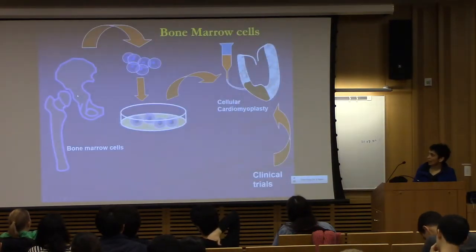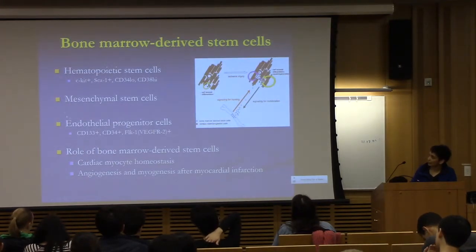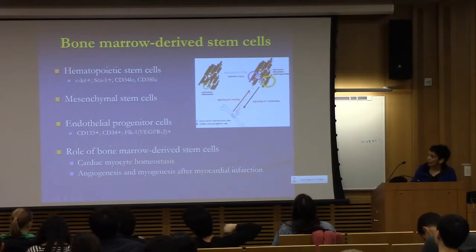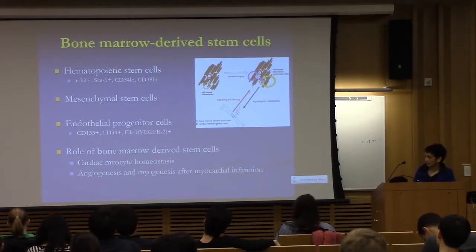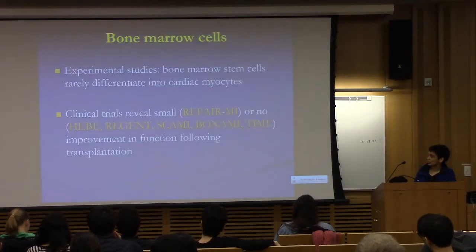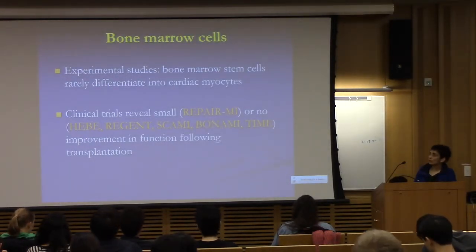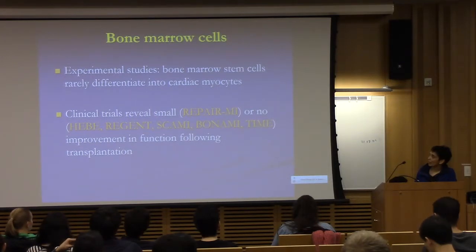tissue. And so these are an example of bone marrow cells where they have particular markers on them, and the role normally is they are involved in cardiac muscle homeostasis, and they can promote angiogenesis. But very few of them or none of them actually differentiate into cardiac myocytes. And several clinical trials were done with them showing very little proven function following transplantation.